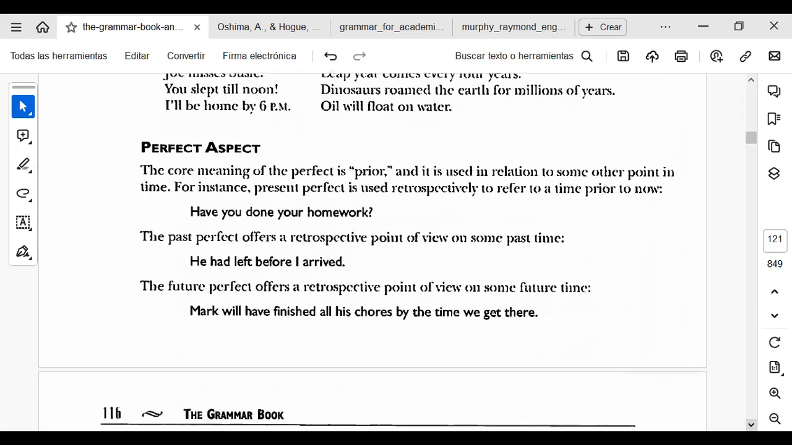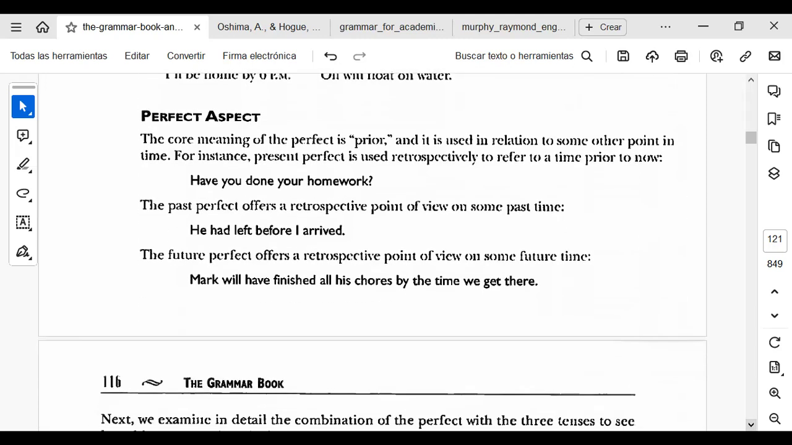Present perfect, perfect aspect. The core meaning of the perfect is prior, and it's used in relation to some other point in time. For instance, present perfect is used structurally to refer to a time prior to now. Have you done your homework? The past perfect offers a retrospective point of view in some past time. He had left before I arrived.